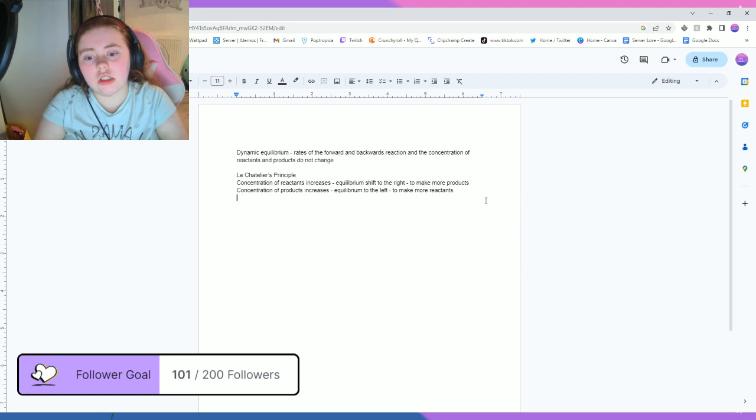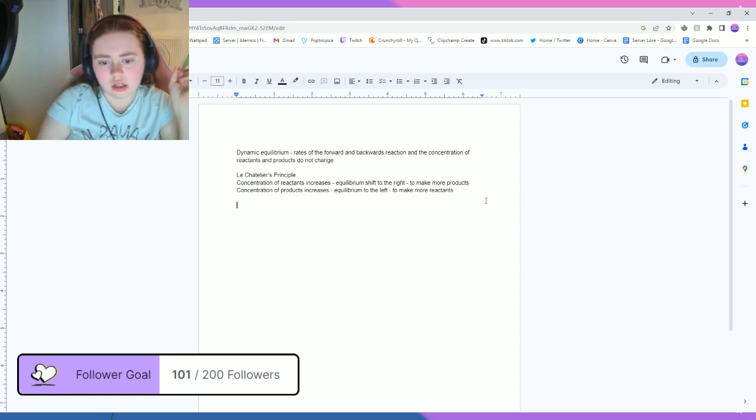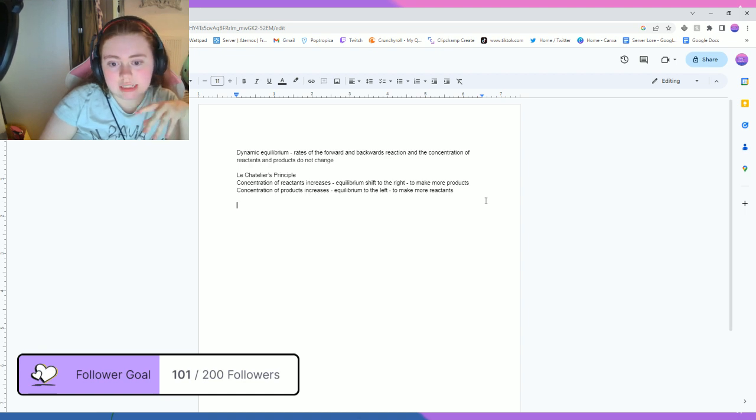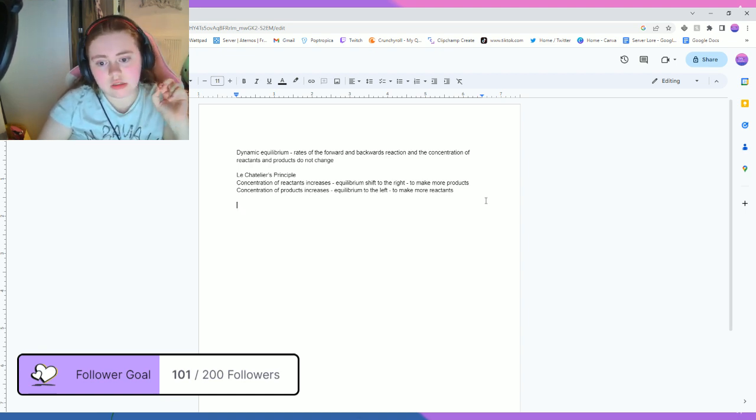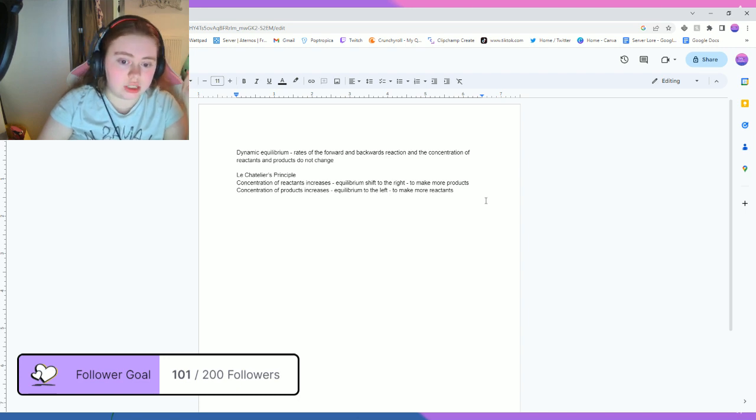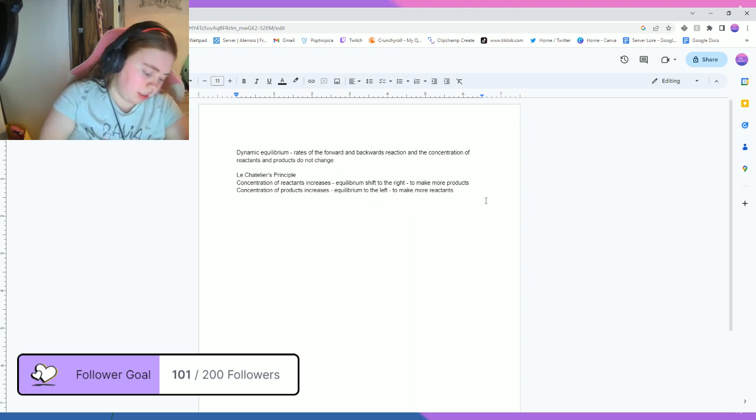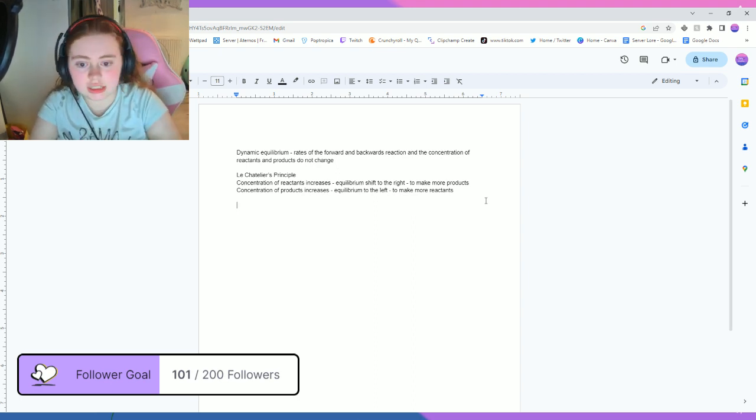Okay, and also the opposite will happen if the concentration of reactants decreases and the concentration of products decreases. Whenever I say, oh, concentration of reactants increases, so equilibrium will shift to the right, if the concentration of reactants decreases, the opposite will happen. Equilibrium will shift to the left. Okay, so change in pressure.